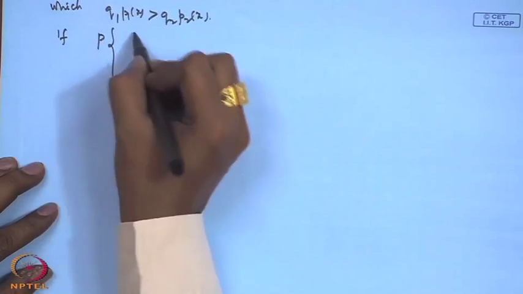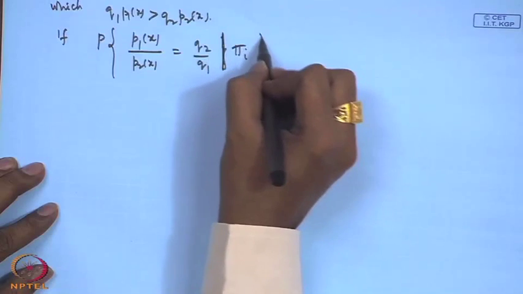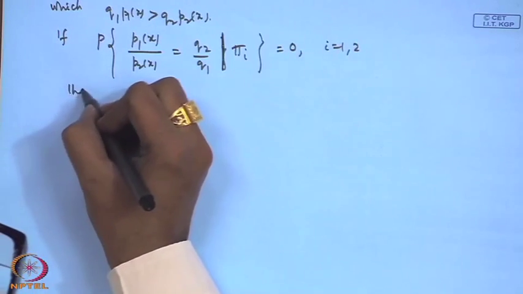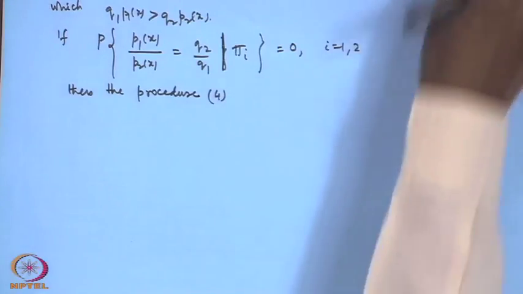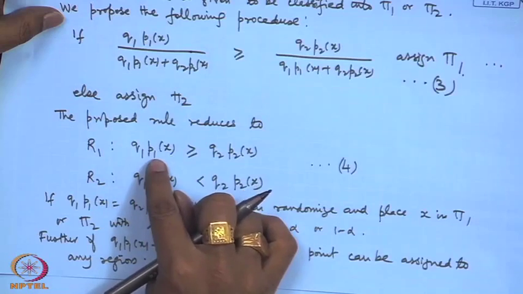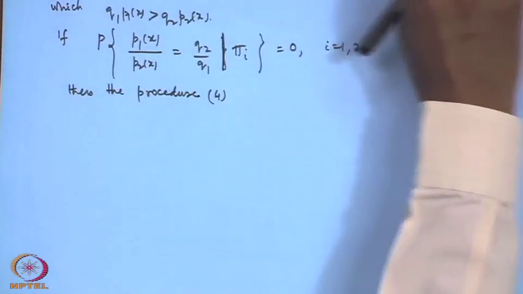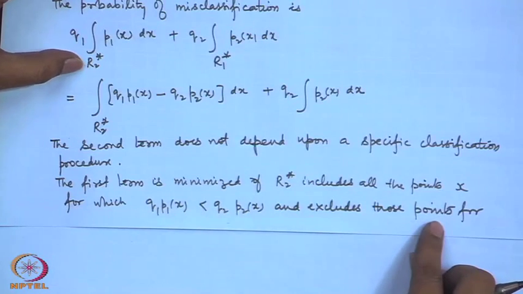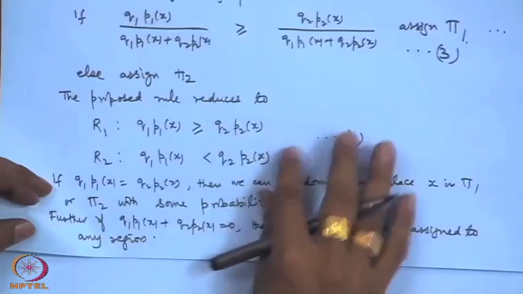Now, if we consider the probability of p1(x) by p2(x) being equal to q2 by q1 given pi i, this is equal to 0 for i equal to 1 to 2, then the procedure 4, if you look at the procedure 4, we are considering exactly those regions where q1 p1 is greater than q2 p2, and we are excluding those which are having q1 p1 less than q2 p2. So, whatever statement I gave here, the first term is minimized if R2 star includes all the points x in which this is less and excludes those points for which it is greater, then the procedure 4 is exactly satisfying that condition.